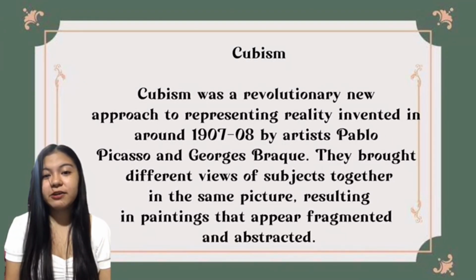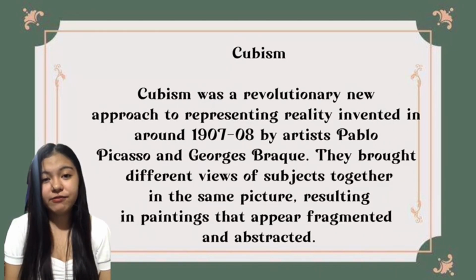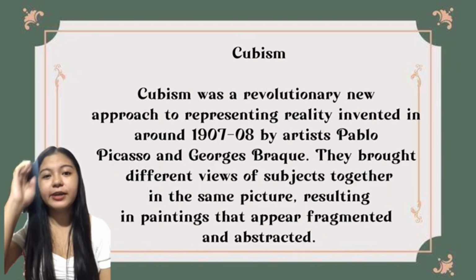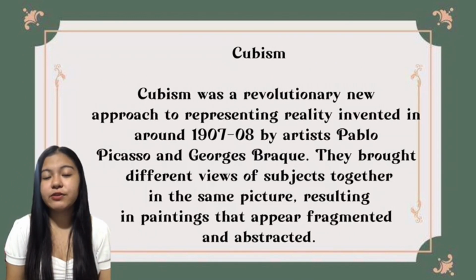First, let us define Cubism. So Cubism was a revolutionary new approach to representing reality invented in around 1907 to 1908 by artists Pablo Picasso and Georges Braque. They brought different views of subjects, usually objects or figures, together in the same picture, resulting in paintings that appear fragmented and abstracted.